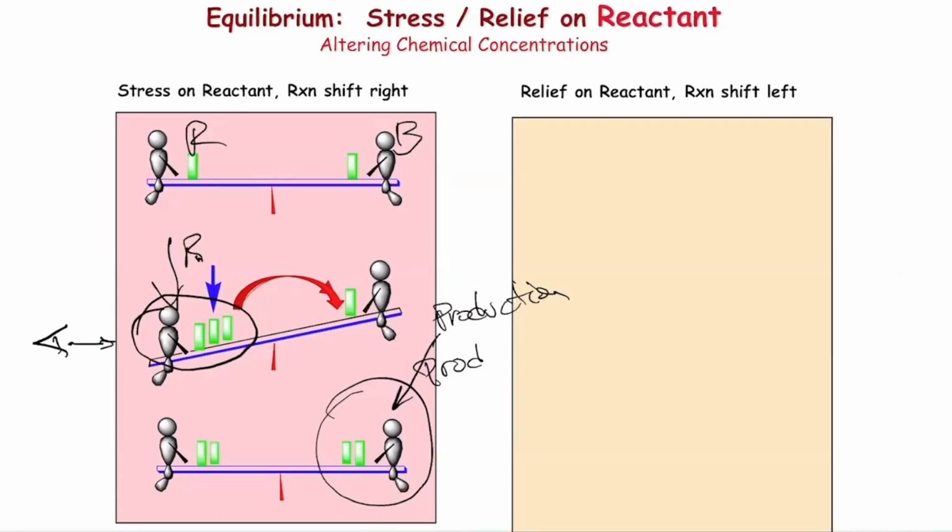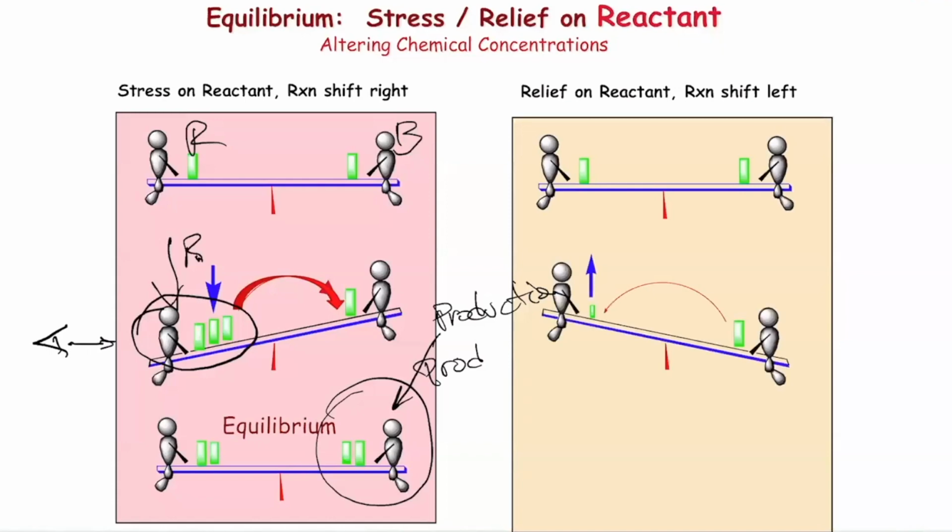Here's another, the relief. Sometimes we take away the chemical. So take a look at this. What we do is we remove the reactant. Again, this is called a deficit. We've upset the equilibrium, so the reaction has to respond to that deficit. The reaction responds to that deficit by converting some of the product to reactant until you get back to equilibrium. So whenever there's a deficit, it has to be made up.